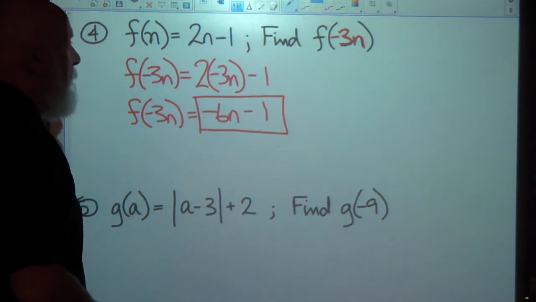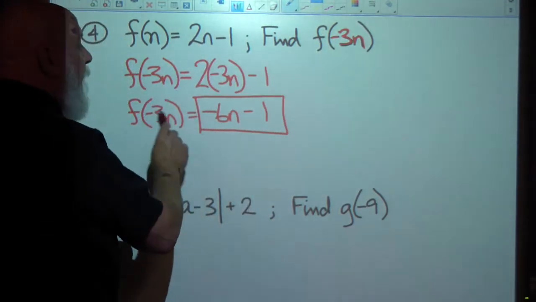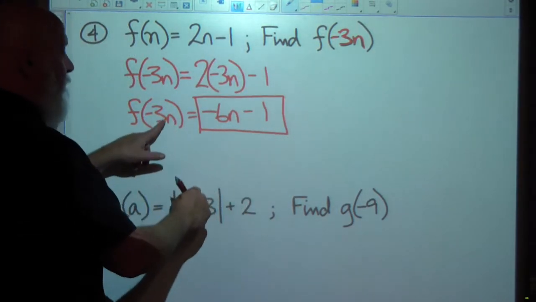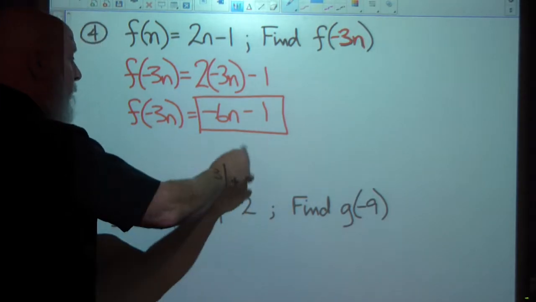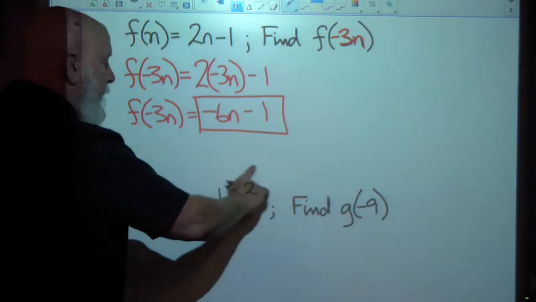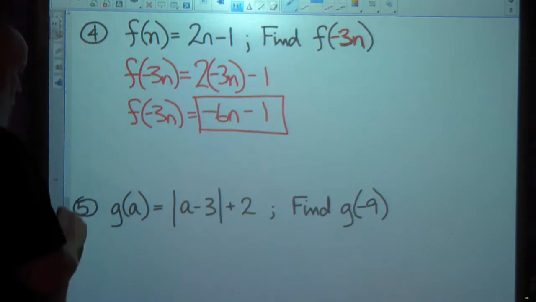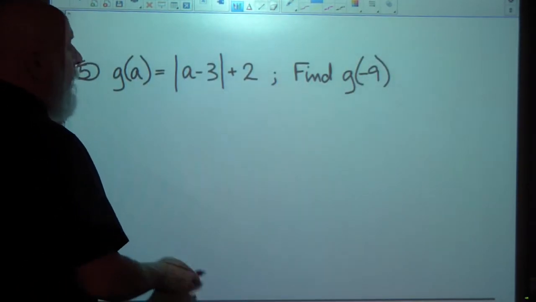Okay. We plugged in a variable, and we got a variable. And this is the domain, that's the range. If you wrote it as an ordered pair, it'd be negative 3n, comma, negative 6n minus 1. All right, let's take a look at another one. Oh, we have one more.